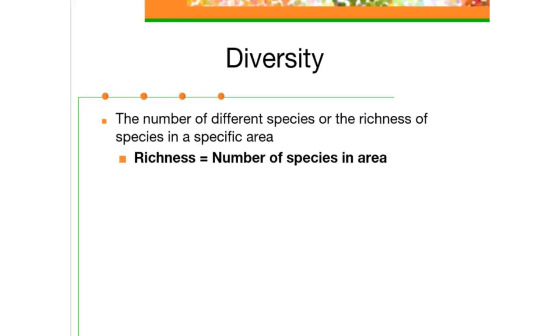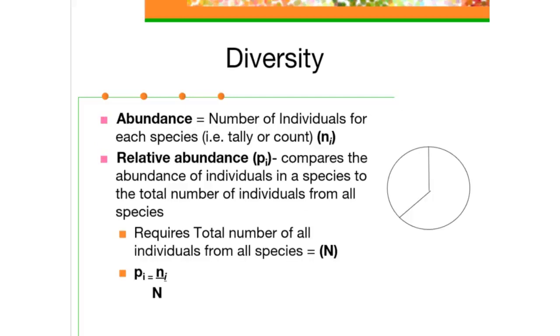I just told you what richness is, and abundance. Abundance is that little n I was talking about before. That's your tally or your count of the individuals for every species. And when we look at this abundance, we turn it into what we call relative abundance, which means what's the ratio of my individuals for that species to all of the individuals in the species.